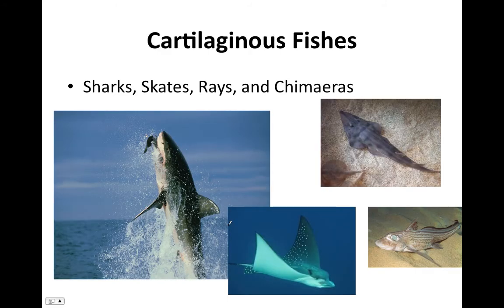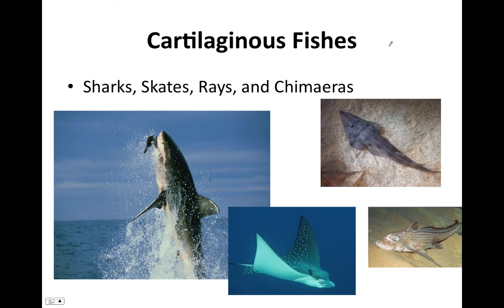Cartilaginous fishes are those that do not have calcified bone. Their skeletons are made out of cartilage, that same stuff that the end of your nose and your ears are made of. Cartilaginous fishes include sharks, right here, there's a great white, skates, see over here, rays, and chimeras.